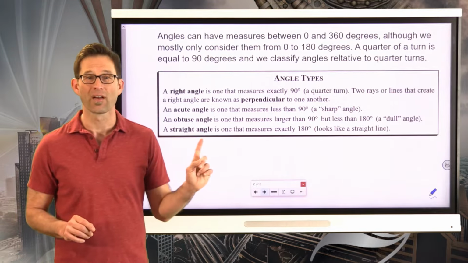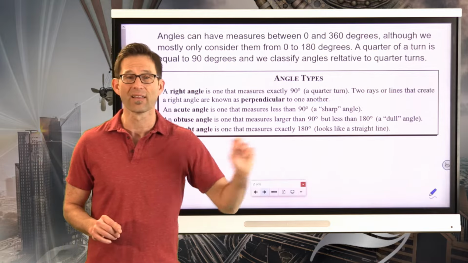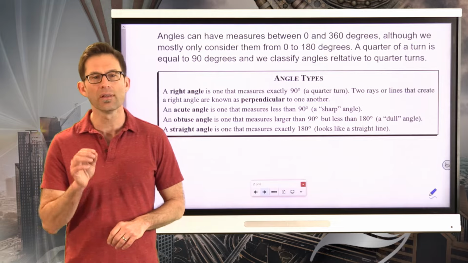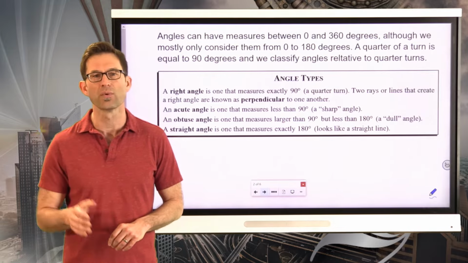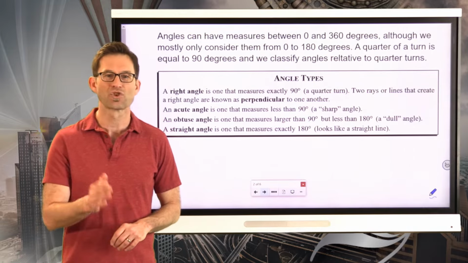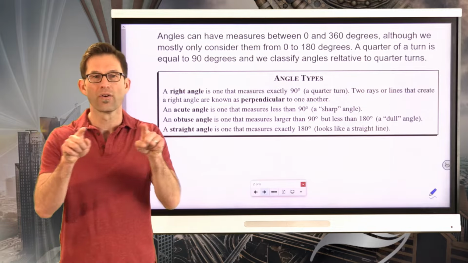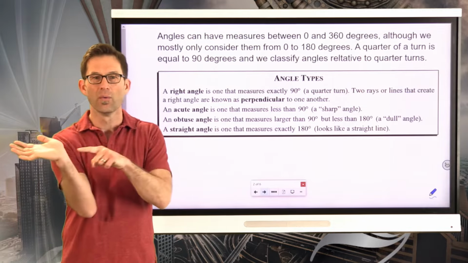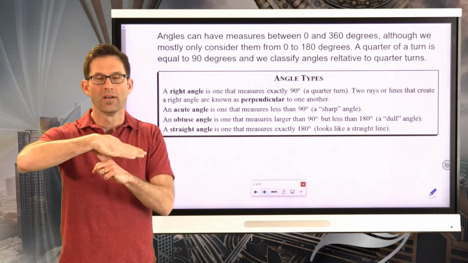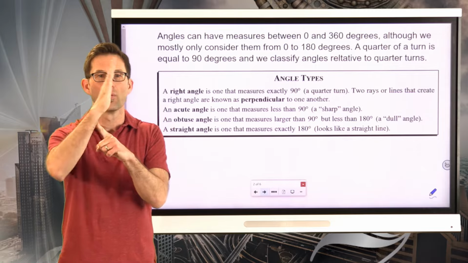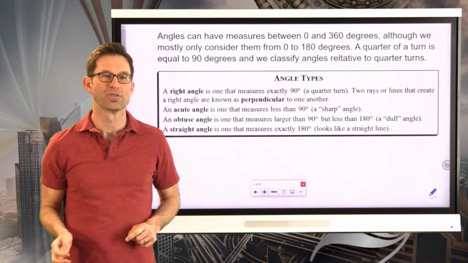A straight angle is one that measures exactly 180 degrees. Now, what's weird about straight angles is that you literally can't tell the difference between a straight angle and a straight line. That's in fact why it's called a straight angle, because 180 degrees would be a half of a full rotation, which means that one side of the line would rotate on top of the other side of the line.